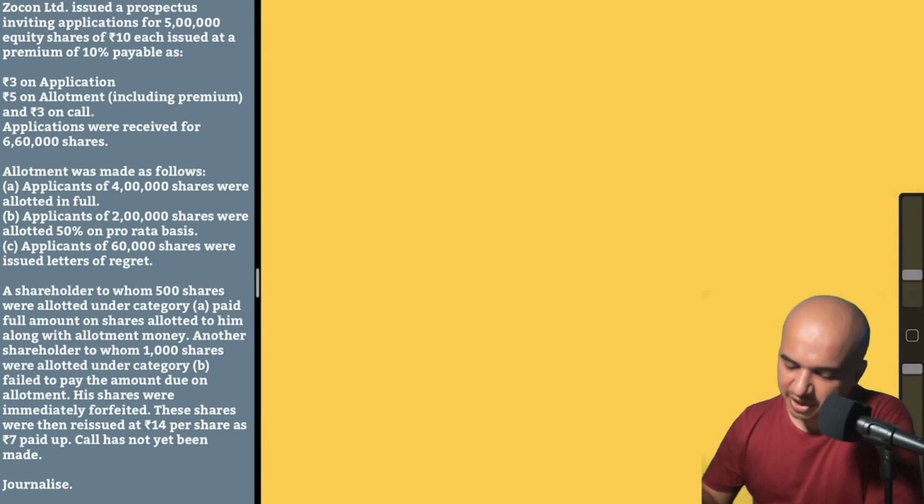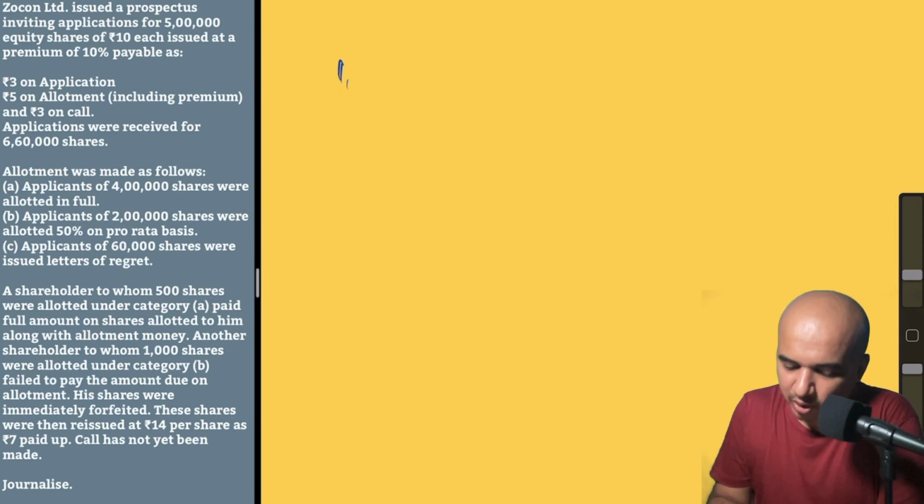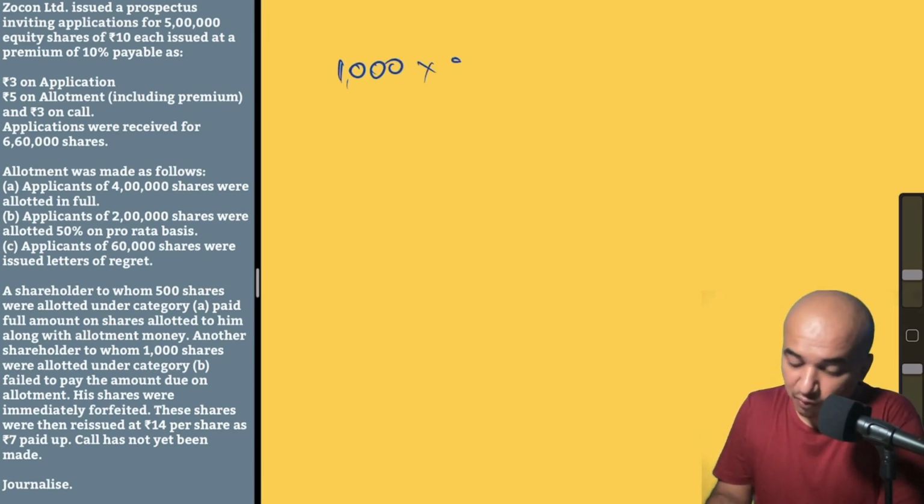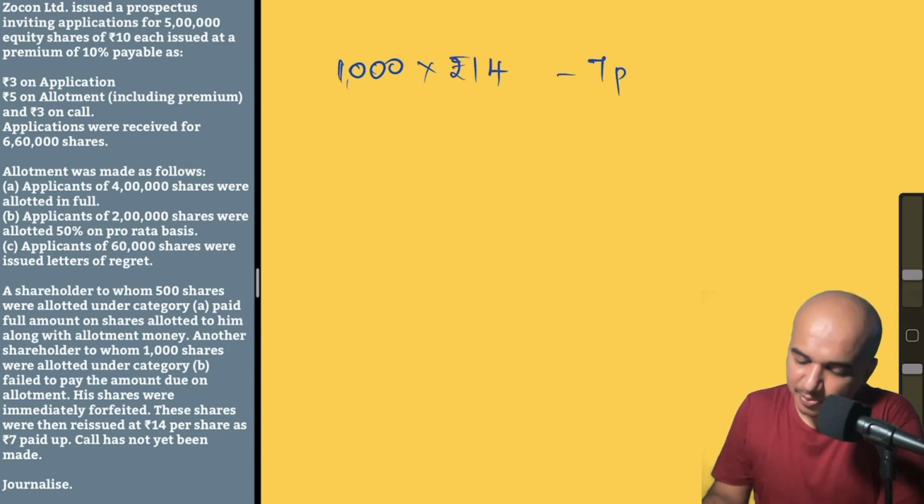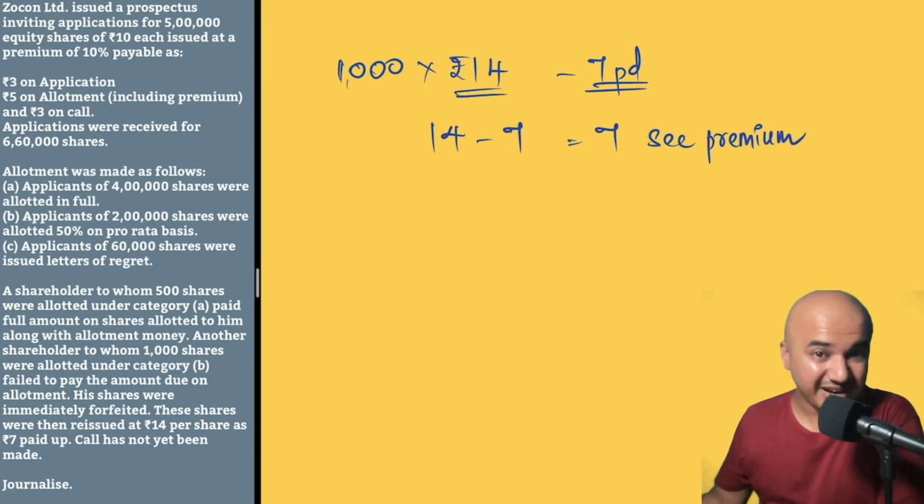So now the company not only cancelled his shares, but they reissued them. That means the company is once again receiving money from a new shareholder. So how many shares did we cancel just now? 1000 shares. These 1000 shares are now being reissued at rupees 14, but as 7 paid up. The company is considering only 7 rupees as paid up, but they are receiving 14 from the shareholder. That means the remaining 7 is nothing but securities premium. Once again, we are charging premium from the new shareholder as well.